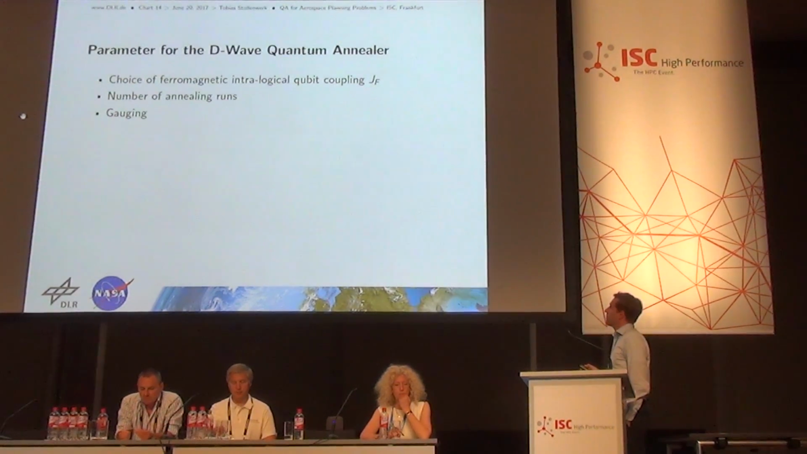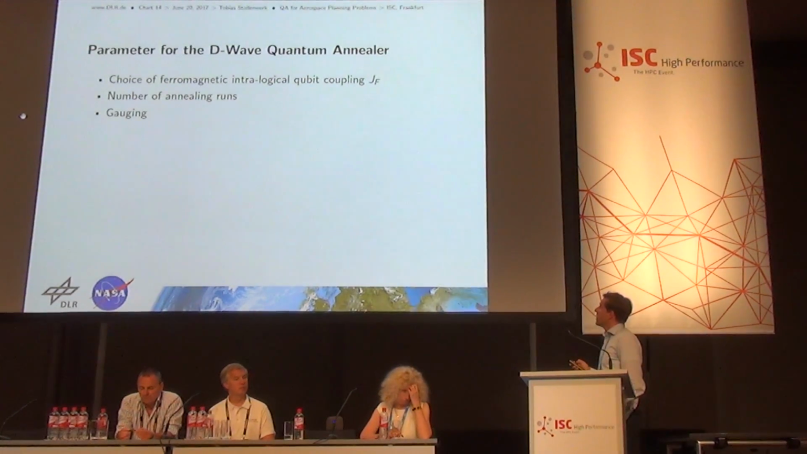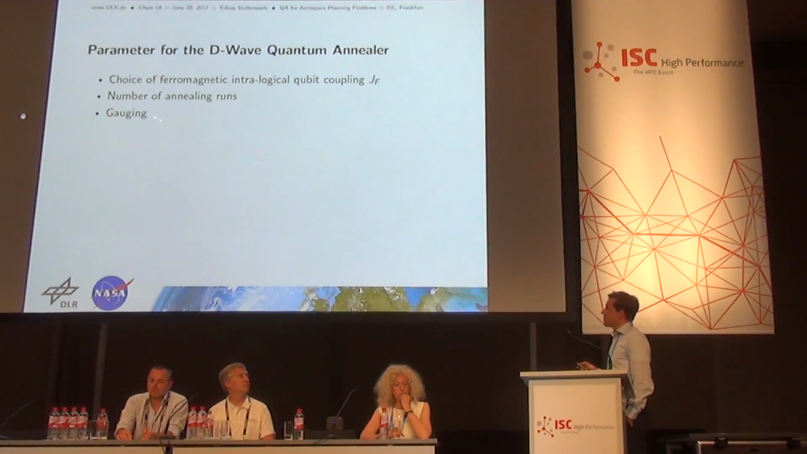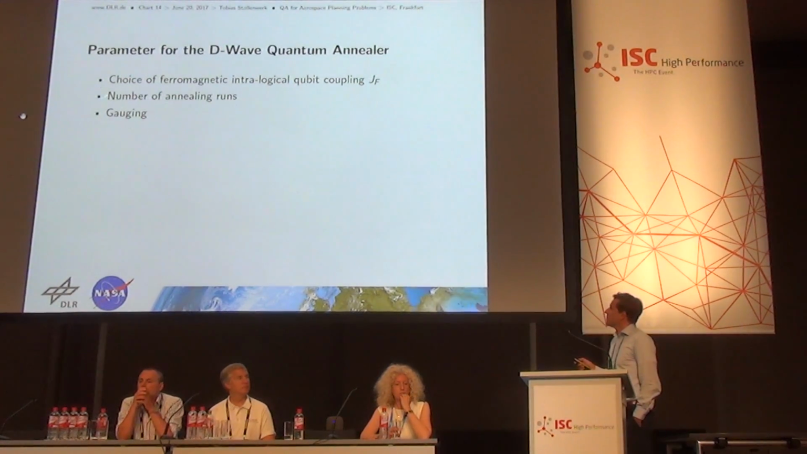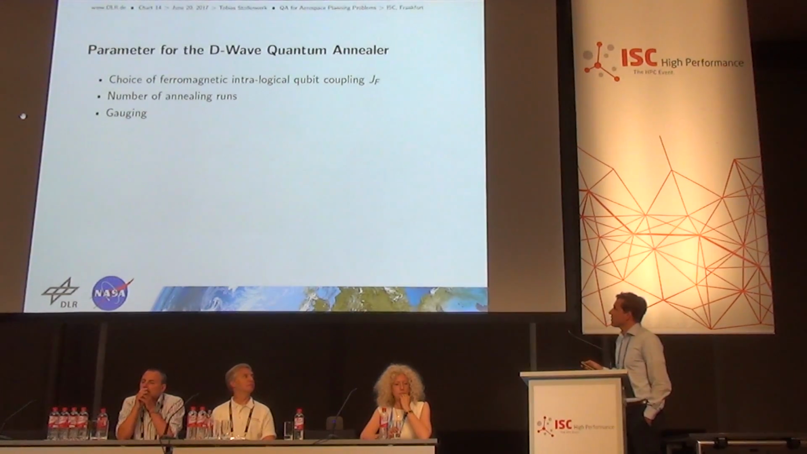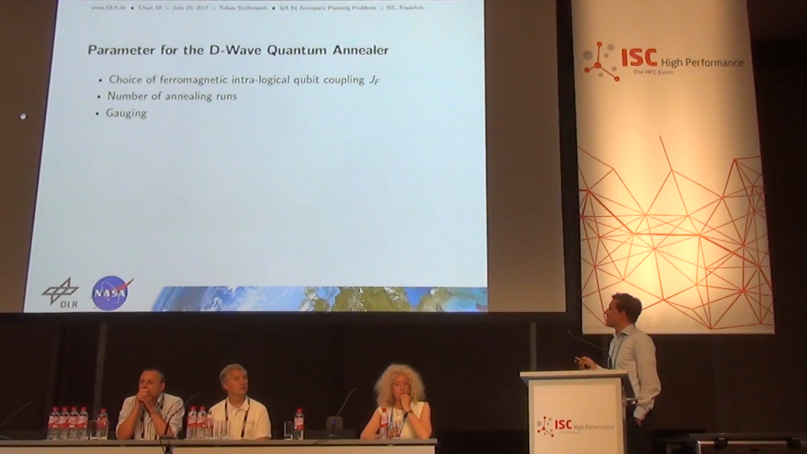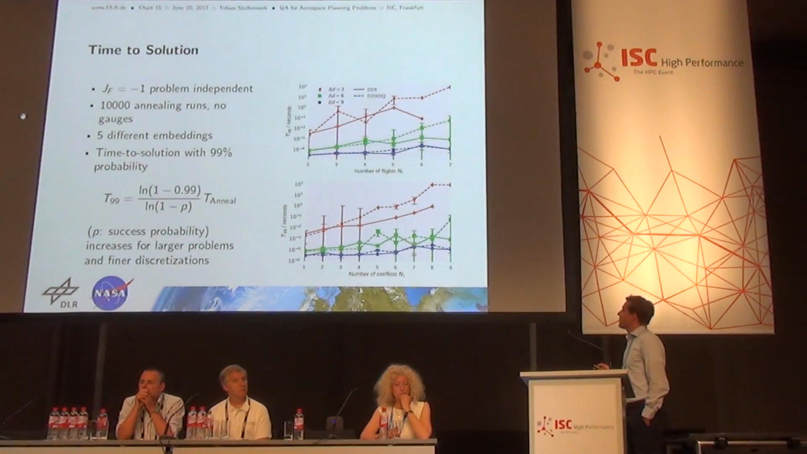parameters we tried out. The first one is the coupling in between physical qubits which belong to one logical qubit, and we changed the number of annealing runs, and we also used gauging, which means we flip the spins randomly. This is just a method to get rid of offsets. So, and this is one of the results.